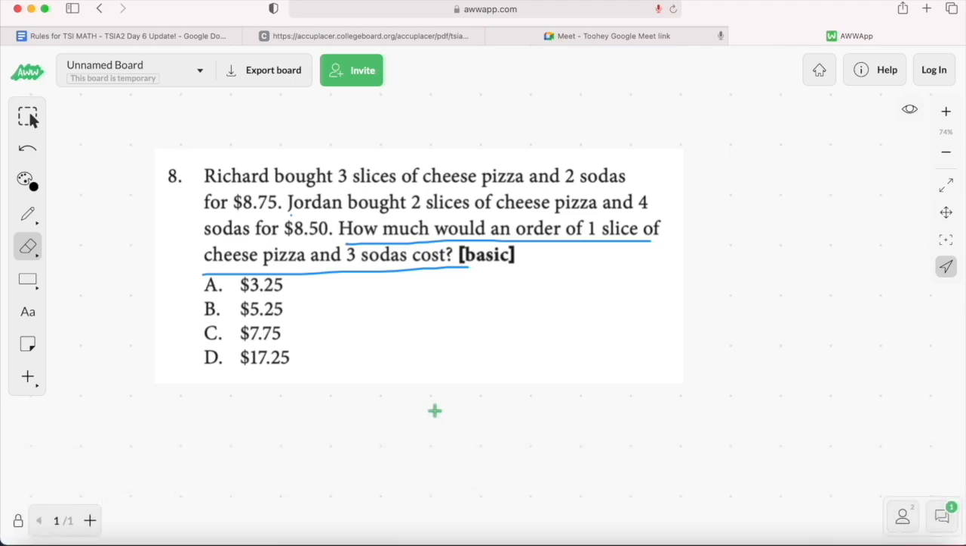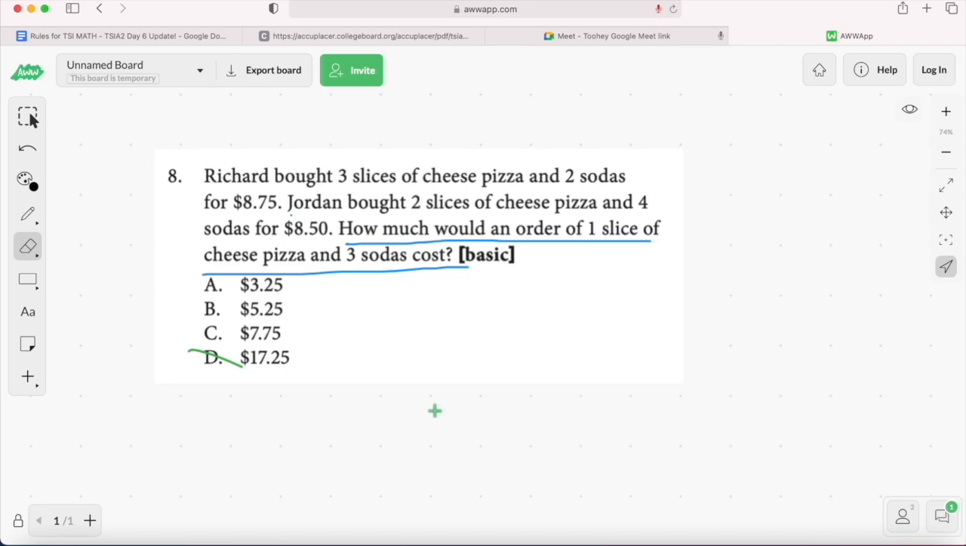It can't be D. Why would it be more? That's insane. Now, hold on. You want to get rid of C as well, and I agree. Why do you want to get rid of C? Because I feel like it's too close. It's too close, isn't it? Yeah. You're getting one less soda.